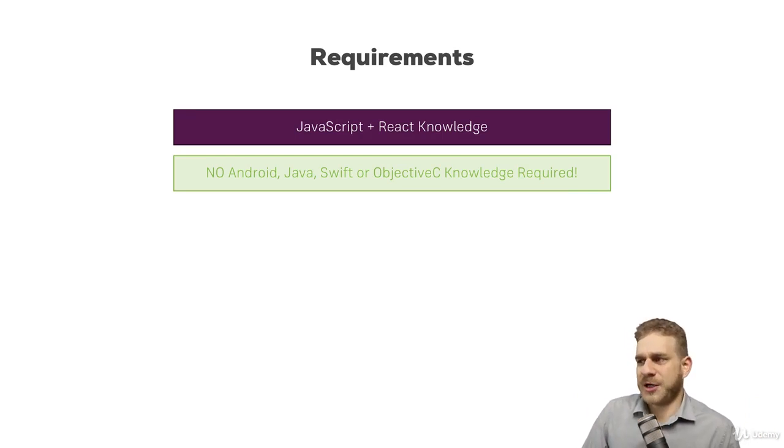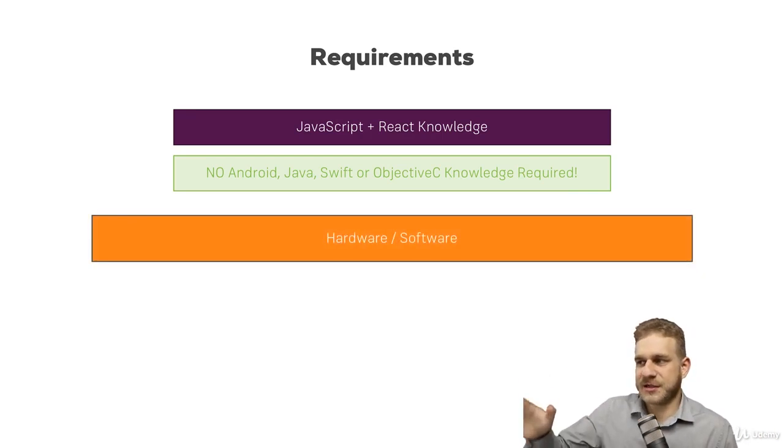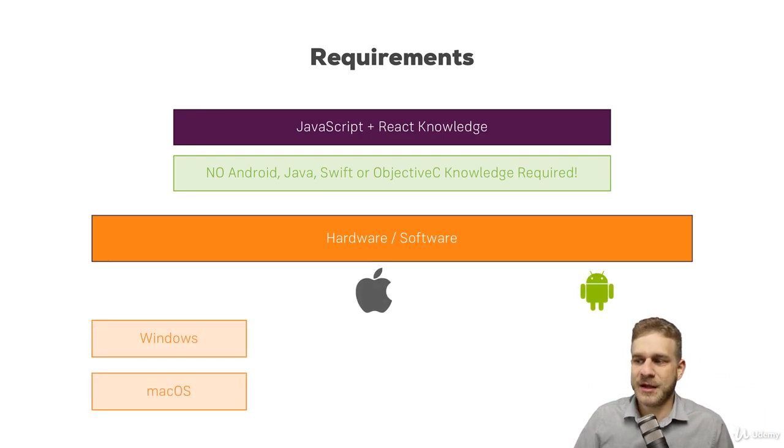Let's have a look at hardware and software. These are, of course, just the soft skills. Now, what do you need from a hardware-software perspective? Well, it depends on which operating system you are and for which platform you want to develop. So we basically have Windows, Mac OS, and we have iOS and Android apps.